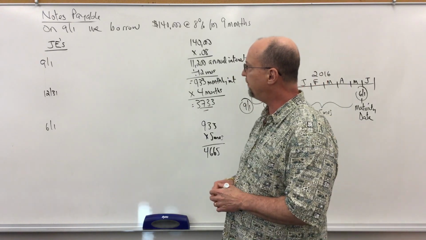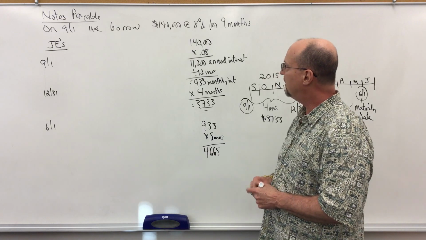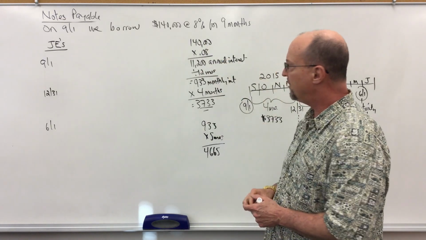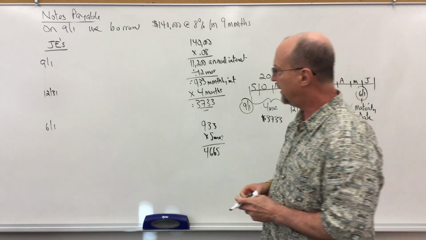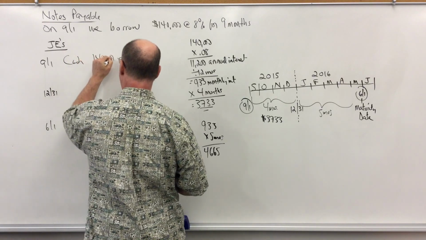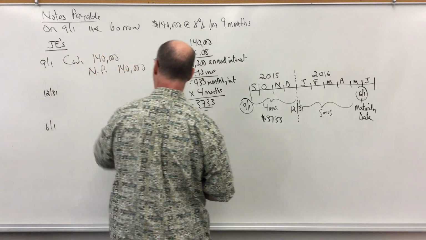On September 1st, we borrow $140,000 at 8% annual interest for a 9-month period. So on the day that we borrow the money, we're going to debit cash for $140,000, and we're going to credit notes payable for $140,000.